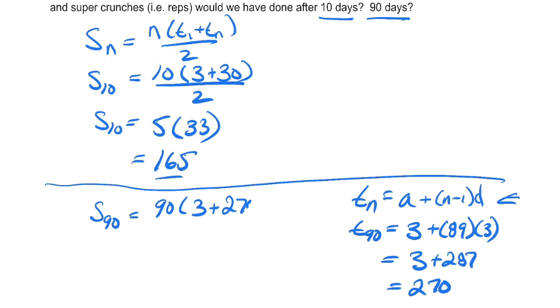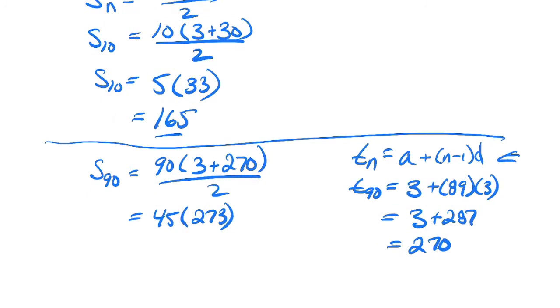So I can fill that in now, all over 2. So 90 over 2 is 45. And 3 plus 270 is 273. And we take 45 and multiply it by 273. We get 12,285. So after 90 days, if we did that workout, we would have done a total of 12,285 reps in total, which is pretty impressive.